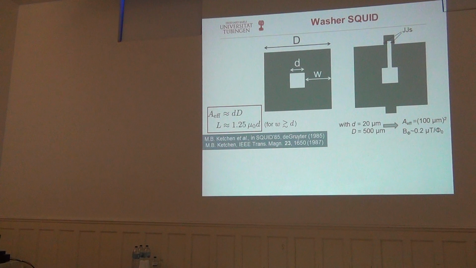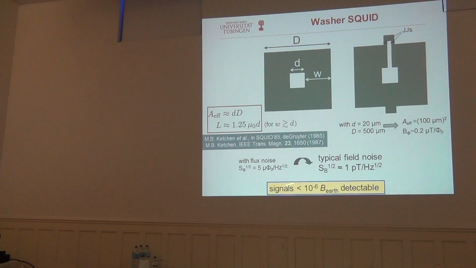And if you plug in typical value of flux noise, 5 micro phi naught per root hertz, with this effective area, that tells you you can build from just a single SQUID field sensor with a sensitivity of 1 picotesla per square root hertz. So in bandwidth of 1 hertz, you can detect a millionth of the Earth magnetic field in field change.